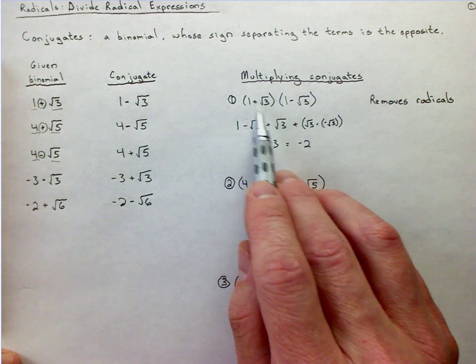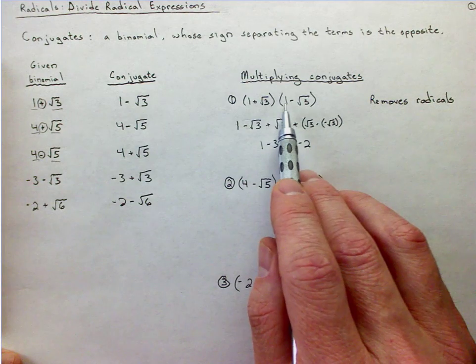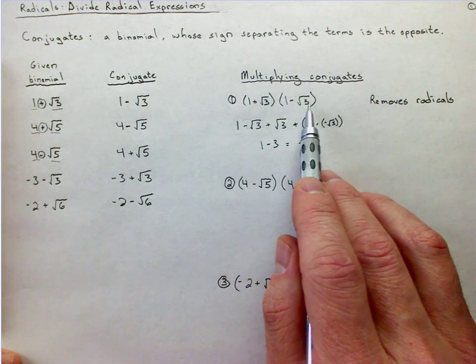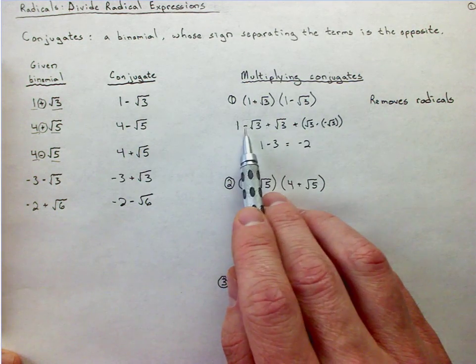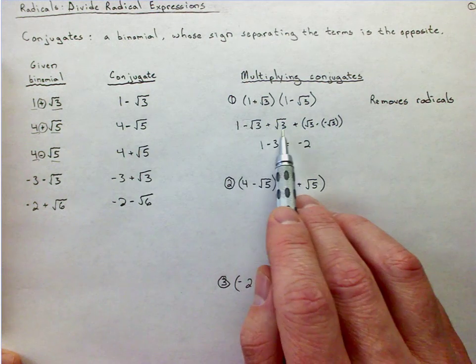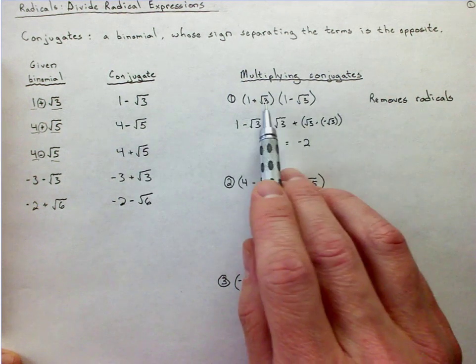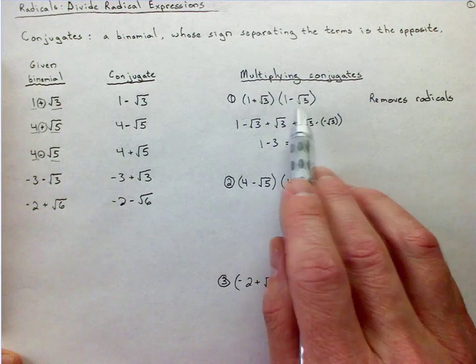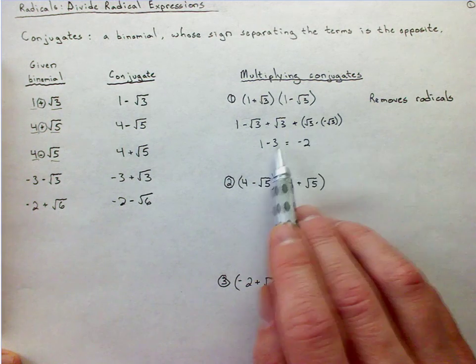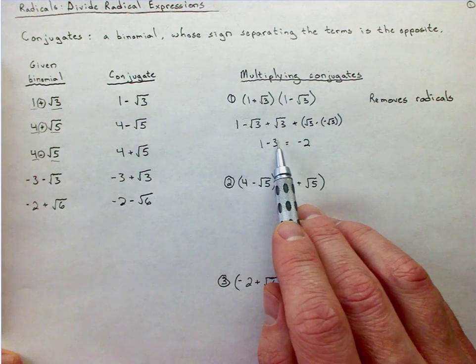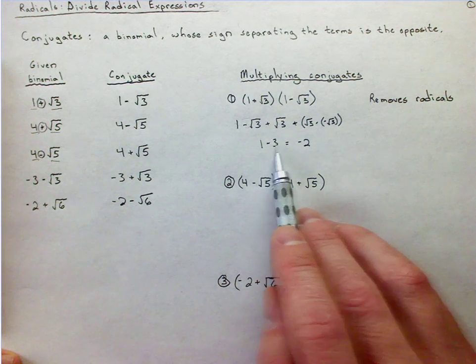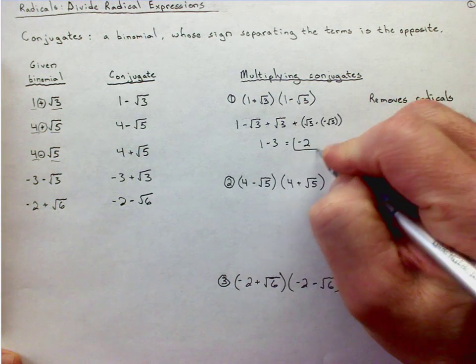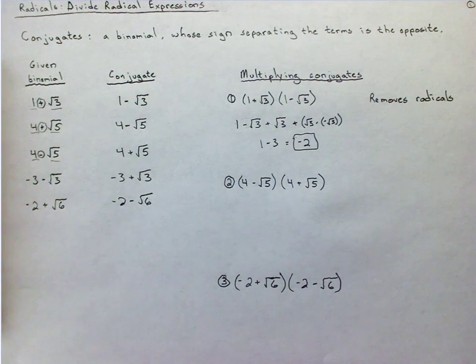So 1 plus the square root of 3 times 1 minus the square root of 3 will give me 1 minus the square root of 3 plus the square root of 3 plus, well, the square root of 3 times the square root of 3, negative square root of 3, ends up giving me a negative 3. So 1 minus 3 is a negative 2. So if you'd like, pause the video. And let's see if we end up with the same answers.